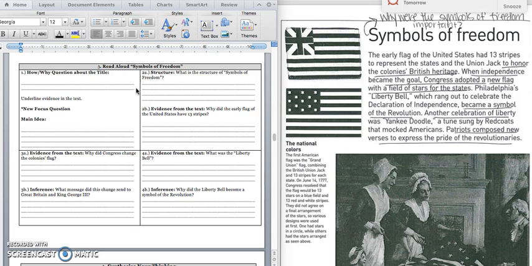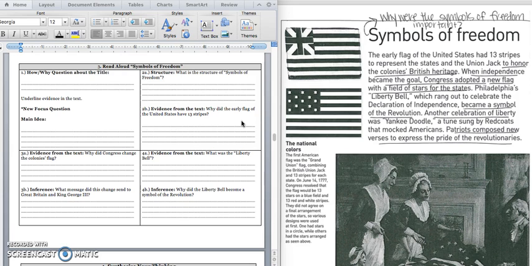It says, why did the early flag of the United States have 13 stripes? And if we go back in the text, it says the early flag of the United States had 13 stripes to represent the states and the Union Jack to honor the colony's heritage. So we know the 13 stripes represented the states. So in 2B, we would write, the flag had 13 stripes because there were only 13 states at the time. Each stripe represented a state.